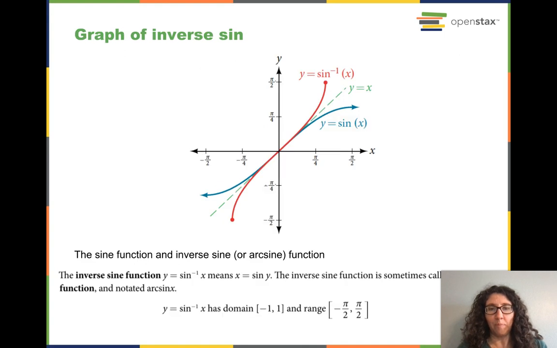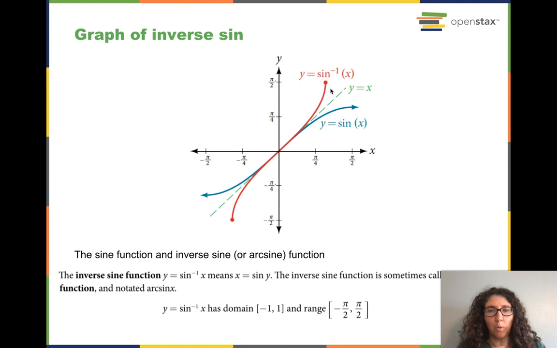Now, what are the graphs going to look like? The good news is we're not going to be graphing these or translating them or transforming them or anything like that. We just want to basically know what these are going to look like. So the inverse sine graph is this red one. Sine is the blue one. From negative pi halves to pi halves, it looks like this.